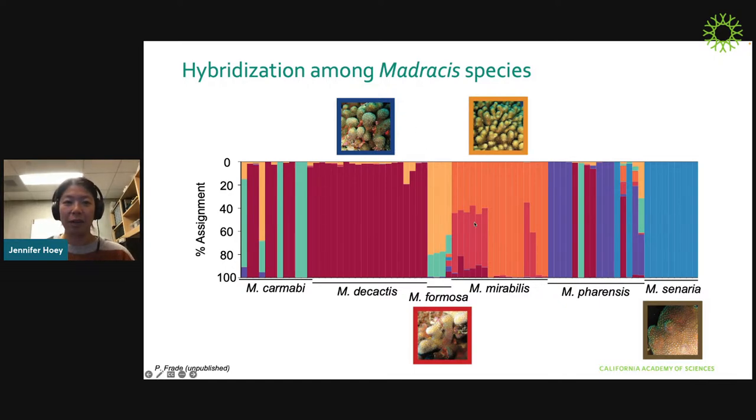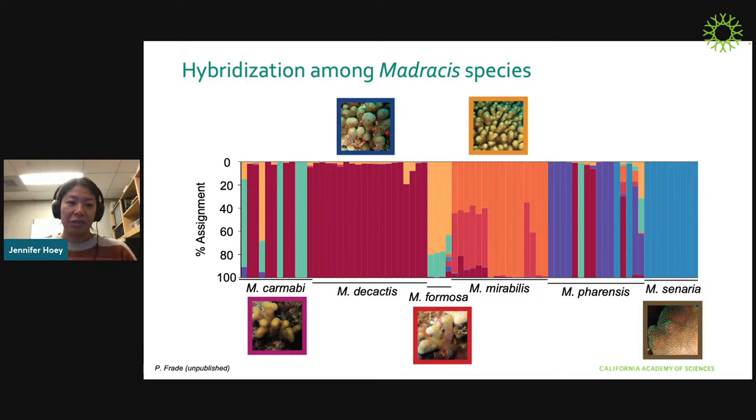And then for Madracis mirabilis, we probably have some unrecognized population structure going on here, because some individuals are completely orange and some are this combination of kind of pink and orange, or pink and orange and red.